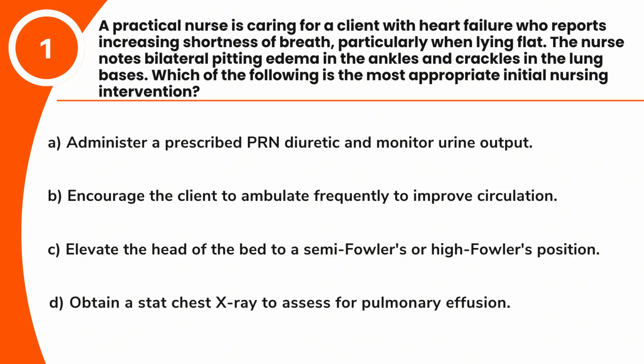A. Administer a prescribed PRN diuretic and monitor urine output. B. Encourage the client to ambulate frequently to improve circulation. C. Elevate the head of the bed to a semi-Fowler's or high Fowler's position. D. Obtain a stat chest X-ray to assess for pulmonary effusion.